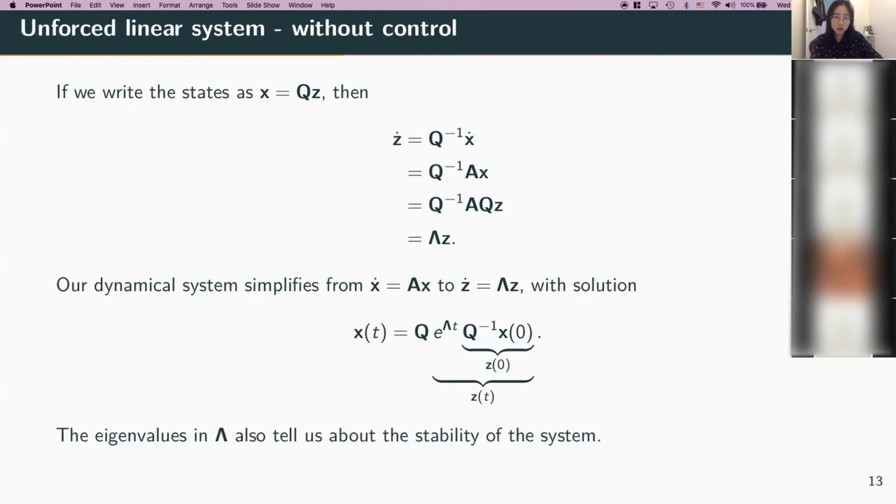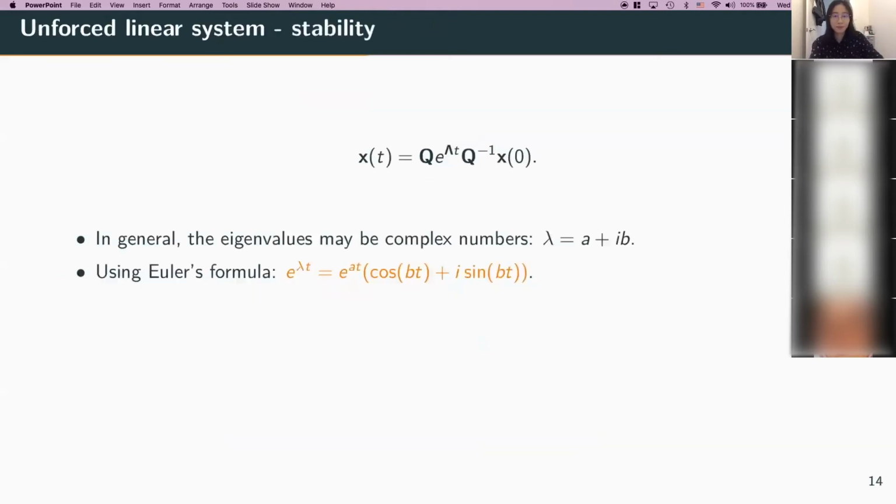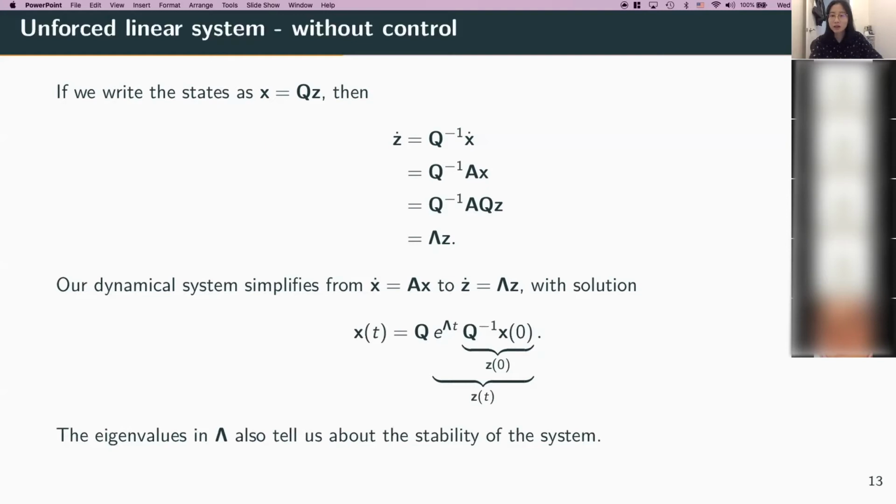And in addition to letting us compute the matrix exponential easily, it also tells us a lot about the stability of the system. Is everything clear here? Questions? Nam had a question?